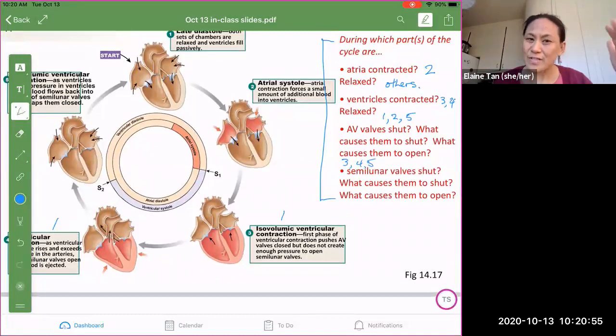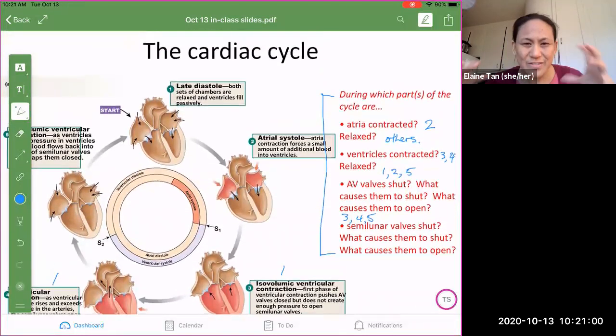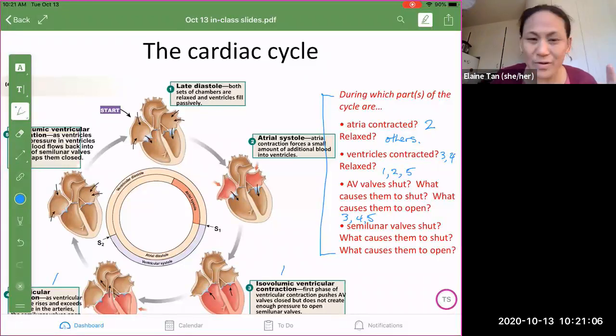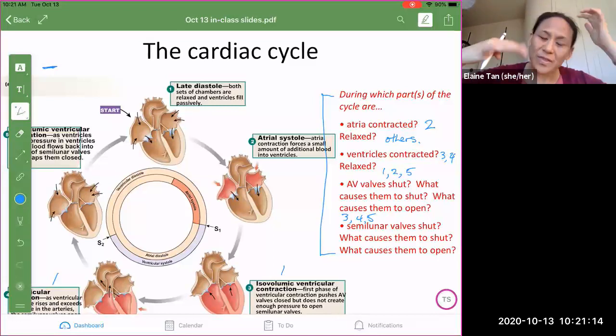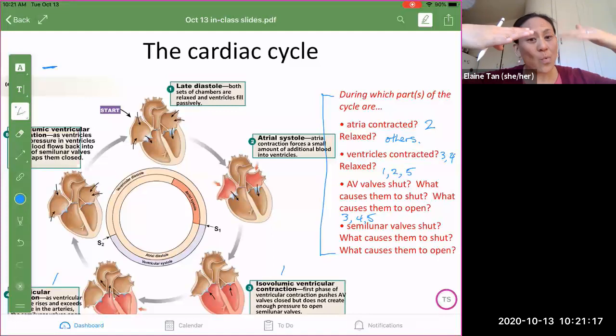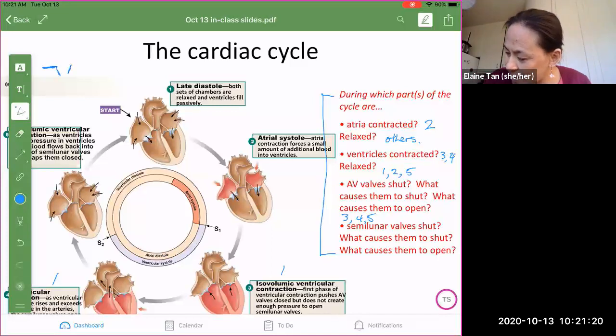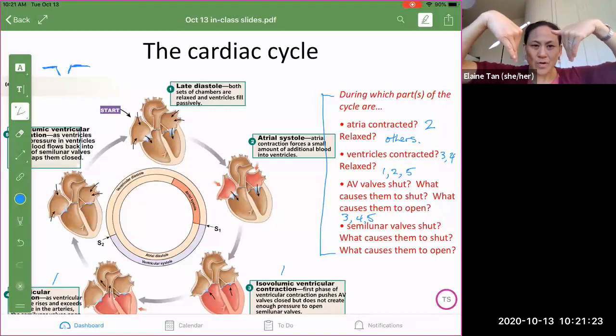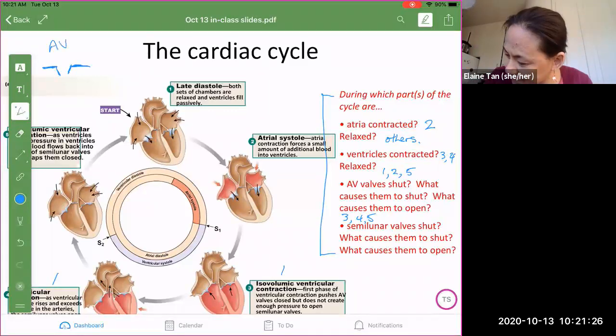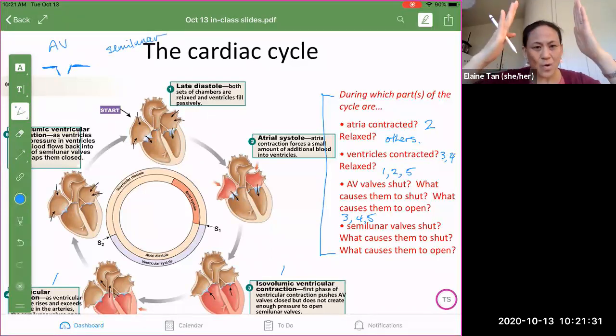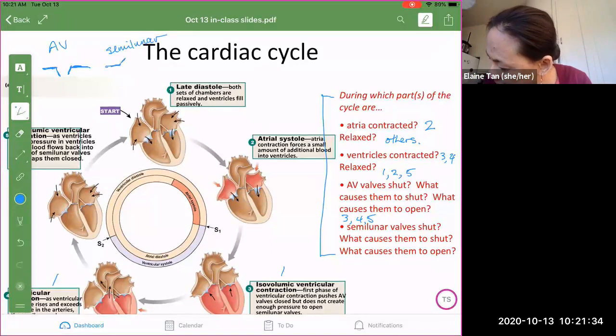Let me take a moment now to explain a little more about valves, because I think it's kind of hard to understand or hard to think of. So per Gustavo's request, I'm going to try to make a drawing. First of all, one thing I didn't explain in the lectures is that the valves are one way. So the AV valves open downwards like this, okay? And the semilunar valves are one way in the other direction. They open upwards like this.